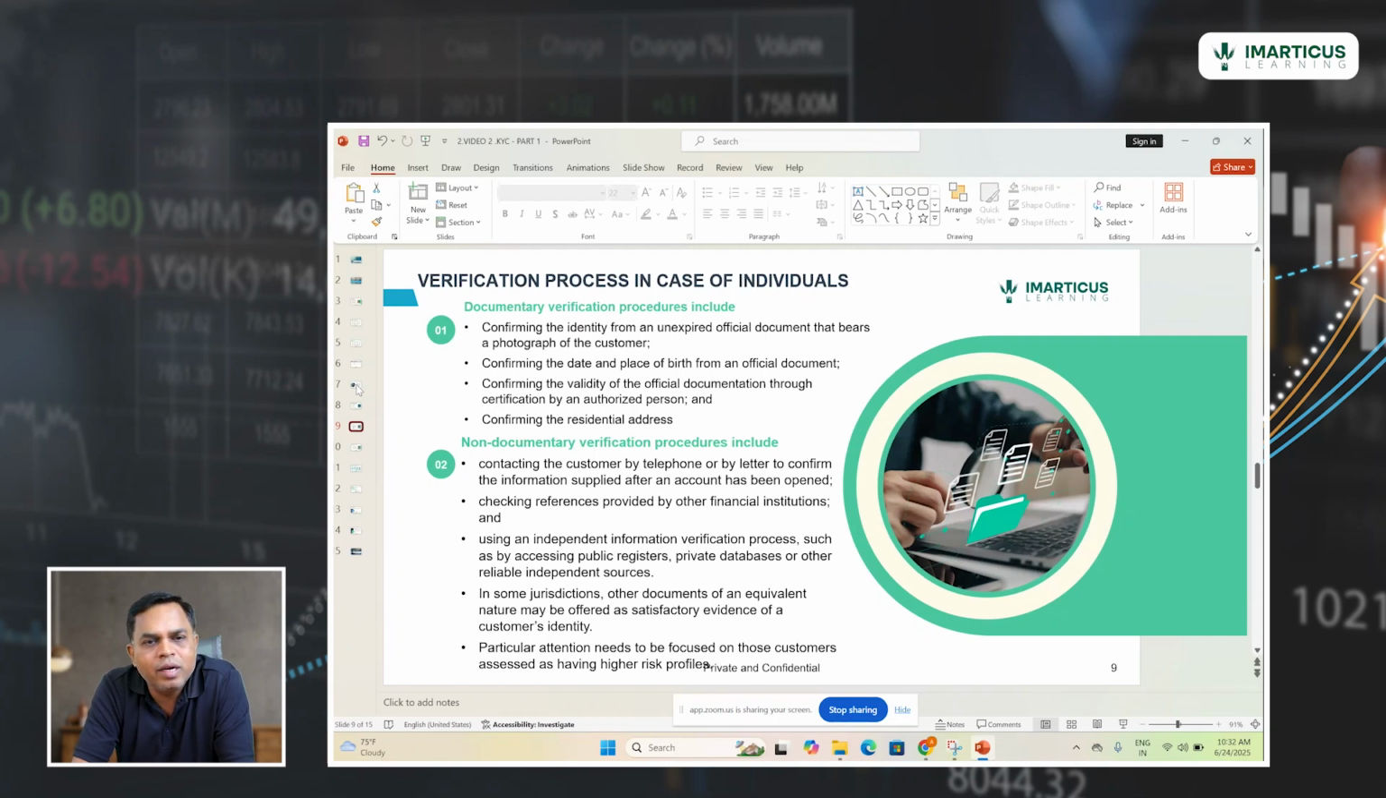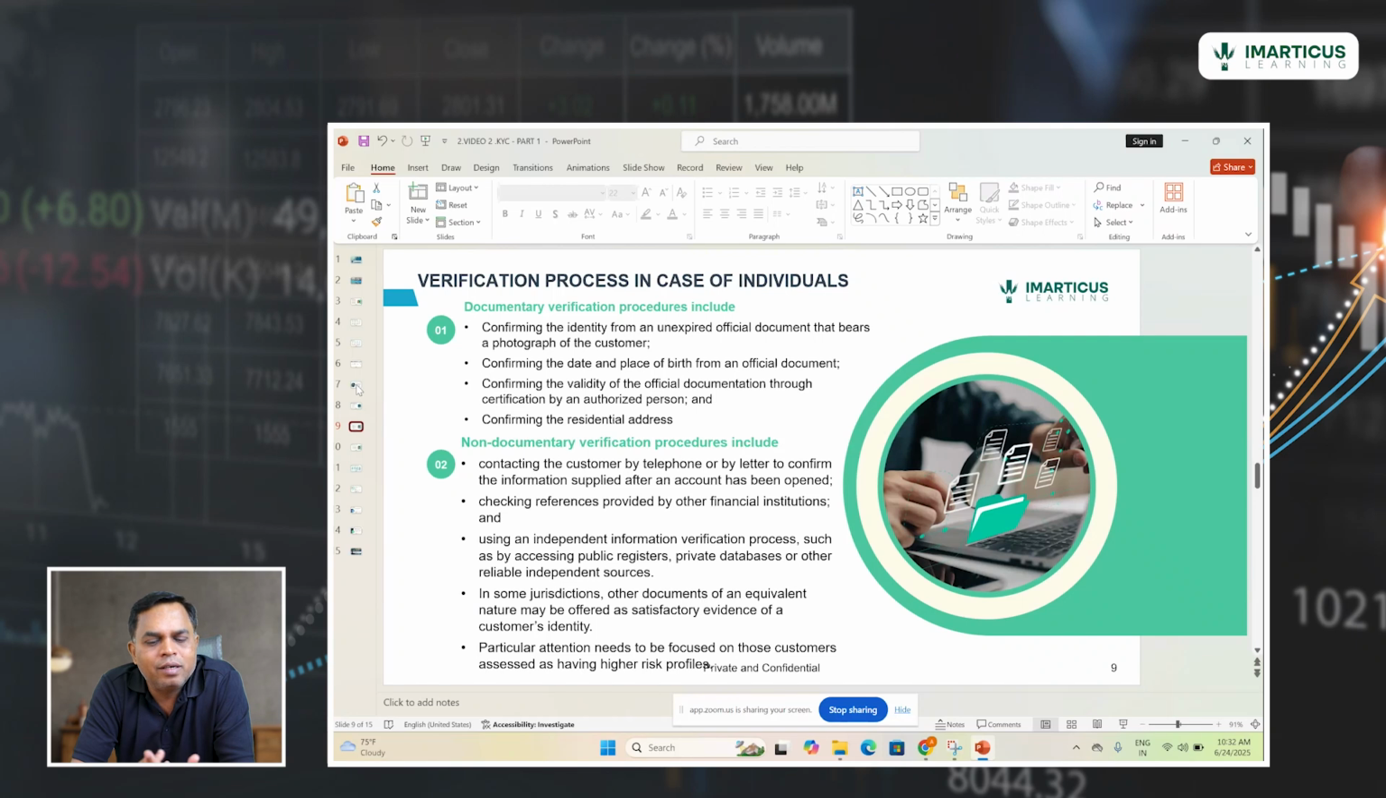Now there is also non-documentary verification. Some examples of non-documentary verification is doing a physical visit to the address. If it's an individual, they go to the residential address or the office address, or if it's a company, they can visit the head office or the branches, and do a personal inspection of the address to ensure that the client is actually operating or residing in that particular area.